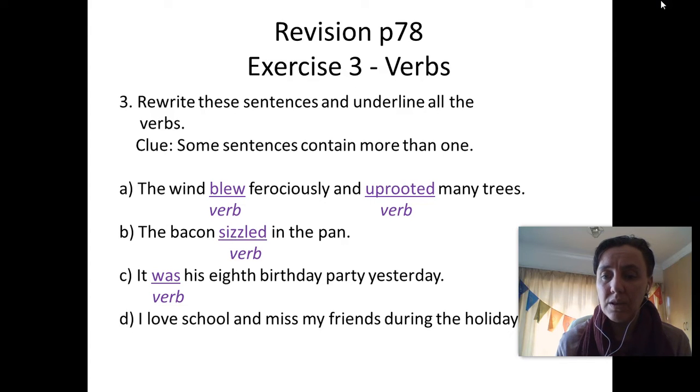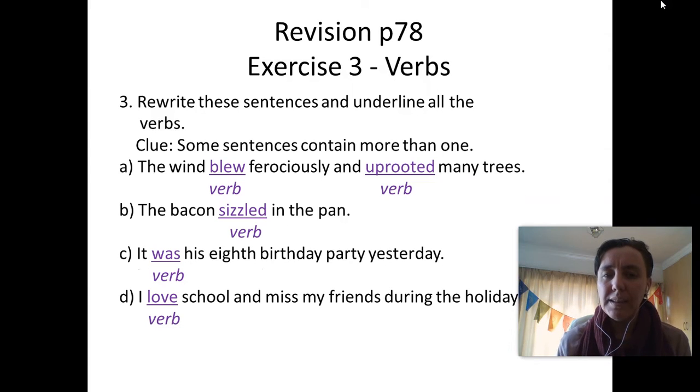D was, I love school and miss my friends during the holiday. I've certainly been missing you guys during this break. So I can actually spot two verbs in this sentence. Did you manage to find two? If not, have a look and see if you can find the second one. All right, the first one is love. Okay, remember, love as a word could be a number of parts of speech, but in this sentence, it's the action that I'm doing. What am I doing to school? I'm loving school. There's a second one. Do you see it? Miss.